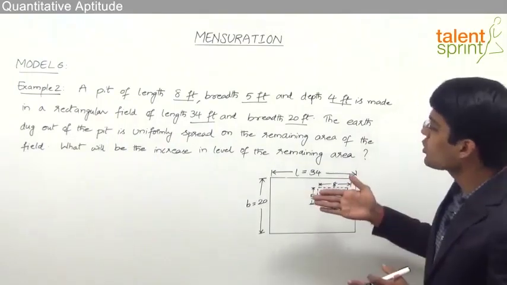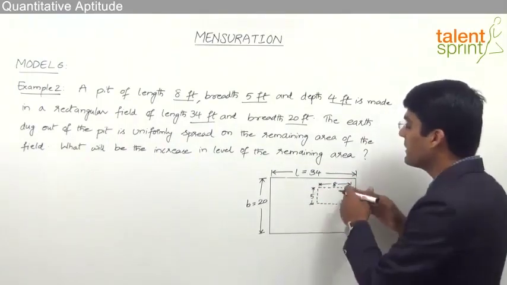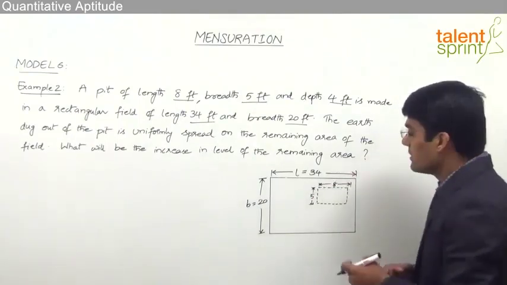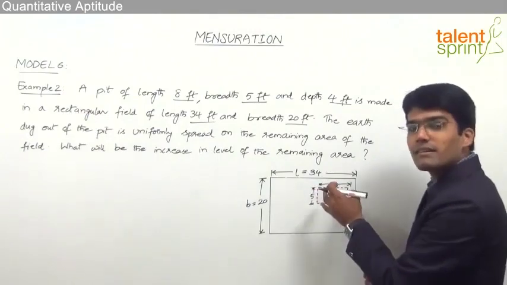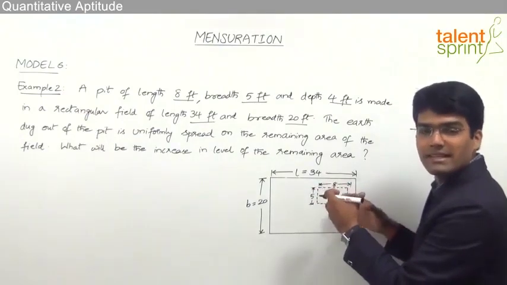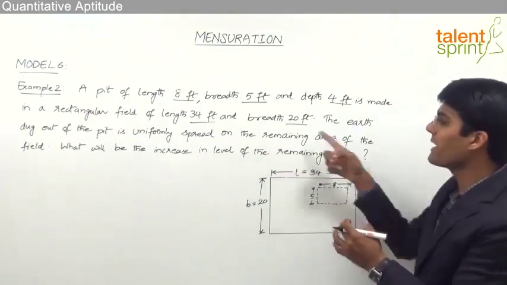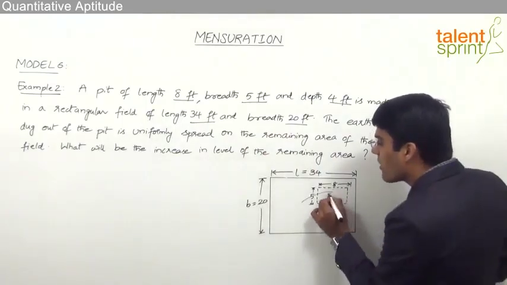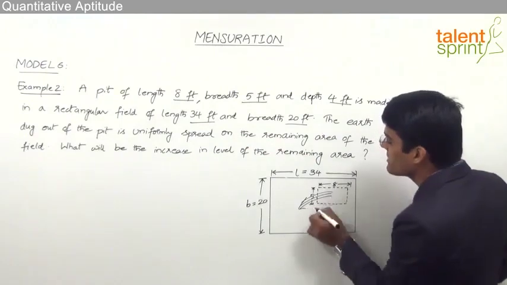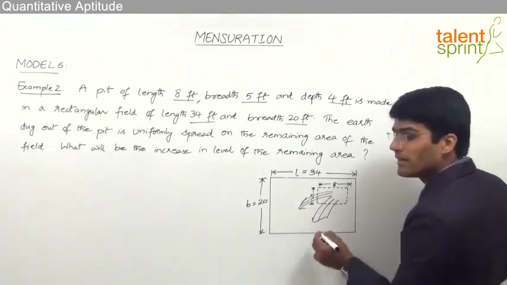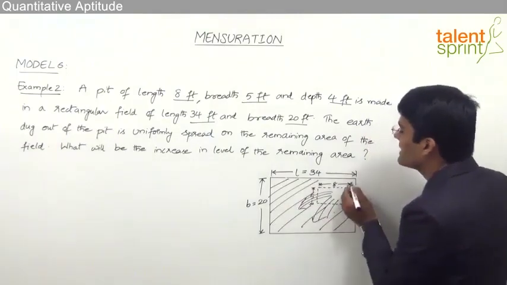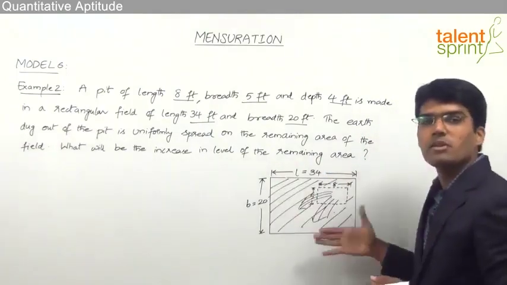Understand friends, this is the top view of the field. This pit is dug inside up to 4 feet. Now the earth that comes out of this field, earth is nothing but the sand and the mud that comes out, is uniformly spread on the remaining area. So whatever quantity of mud or earth that we get out is uniformly spread on the remaining area of the field. This is the remaining area on which that mud is spread uniformly.